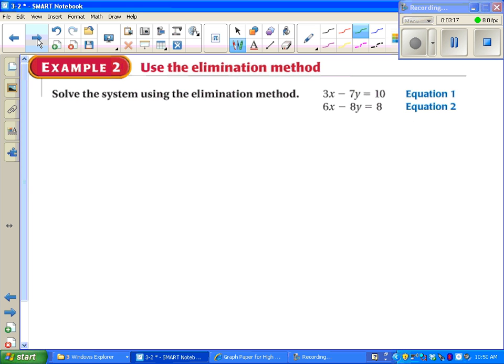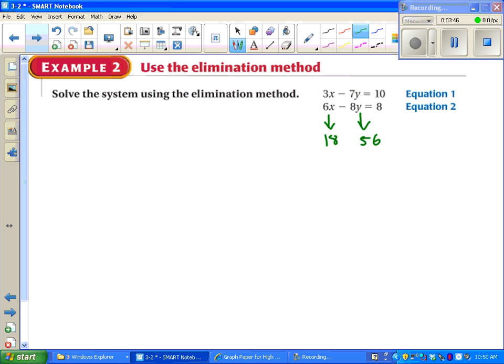So we're going to try to cancel something out. 3x and 6x don't look like they cancel out right away. So what you have to ask yourself is, what number do 3 and 6 both go into? And they both go into 18. You could also ask yourself, what do 7 and 8 go into? The smallest number is 56. My advice is to always go with the number that's smaller. 18 is definitely smaller than 56.